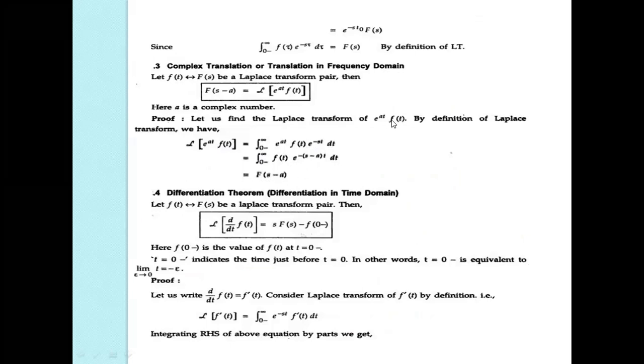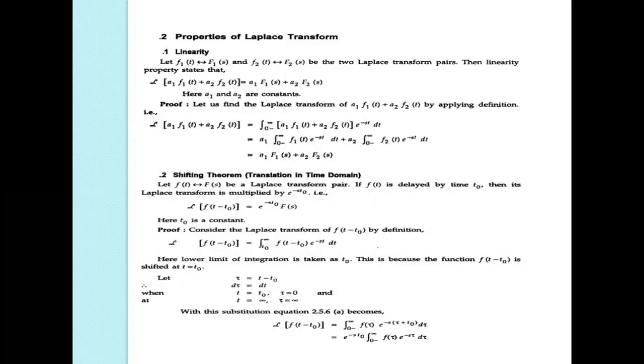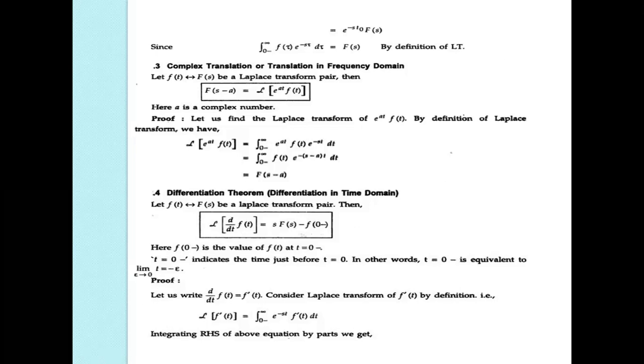Second property, the first property is the linearity property, same as in the Fourier series and the Fourier transformation. The time shift property is also the same as in the Fourier transformation and the Fourier series. The third property is also the frequency shift property, also called complex translation or translation in the frequency domain, and the shifting theorem, translation in time domain. All three properties we also have in the Fourier series and the Fourier transformation.